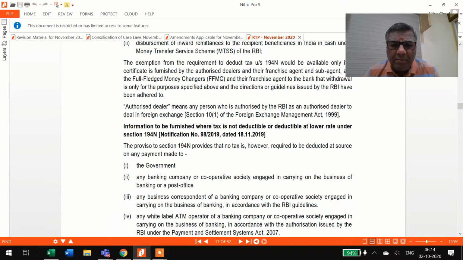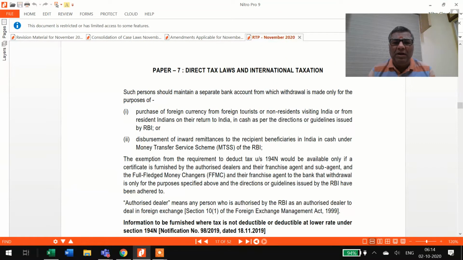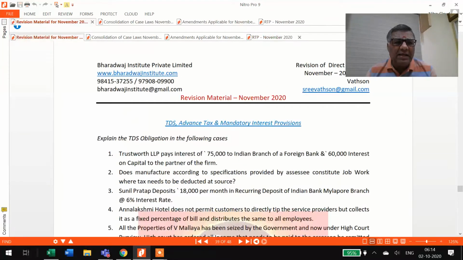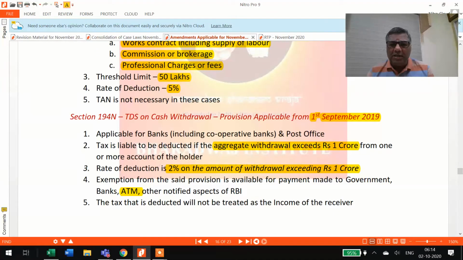Authorized dealer means any person who is authorized by RBI as a dealer in foreign exchange. They are called by various names: purchase of foreign currency, which you can find especially at airports, and money transfer service scheme. All these are part of authorized dealers. So now the authorized dealers are also included in this entire amendment provision. The exemption is the notified aspect of RBI, and authorized dealer is included.